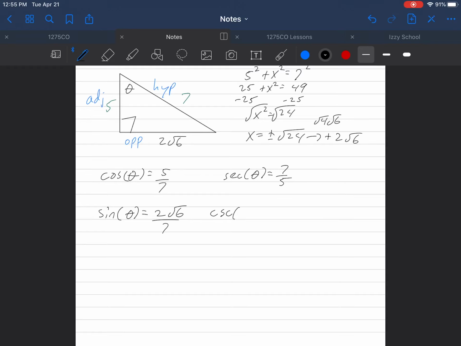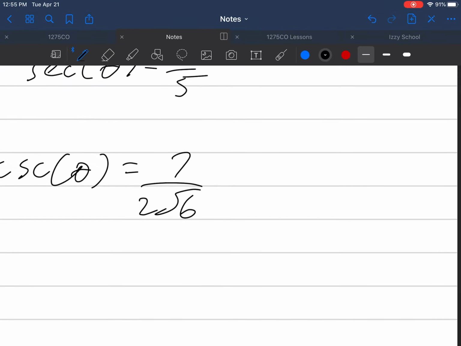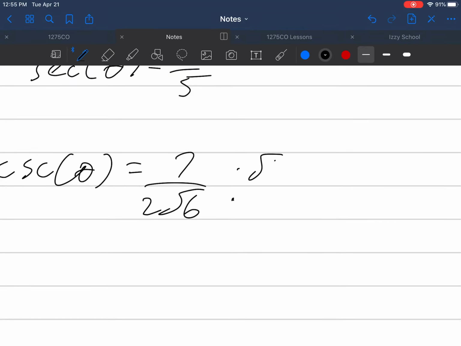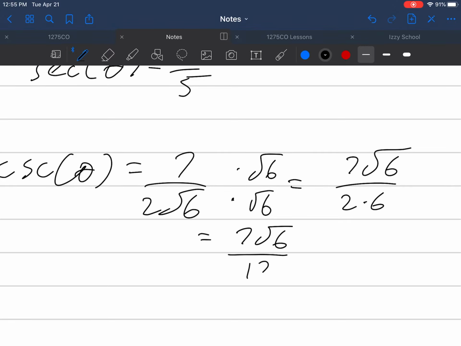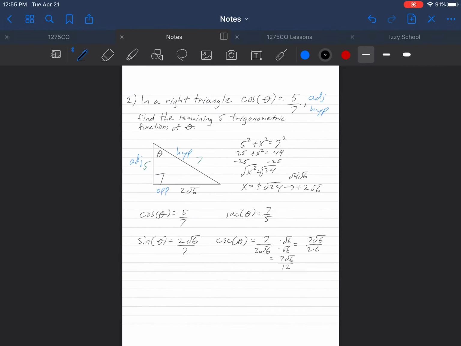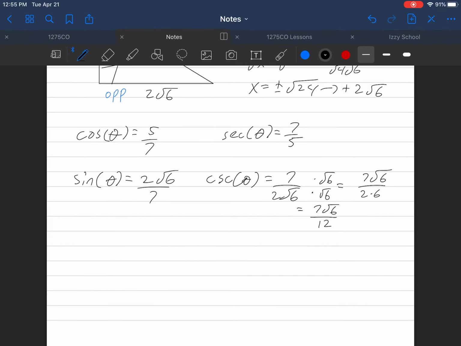And that makes the cosecant of theta equal to 7 over 2 radical 6, right? We can multiply top and bottom by radical 6 in order to rationalize this denominator. 7 radical 6 over 2 times 6 is equal to 7 radical 6 over 12. And that's the cosecant of theta.